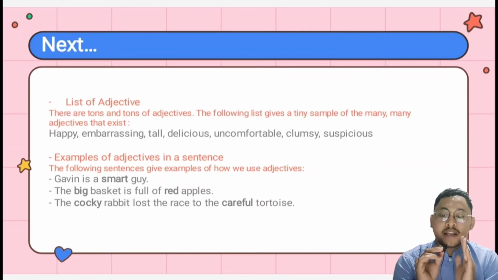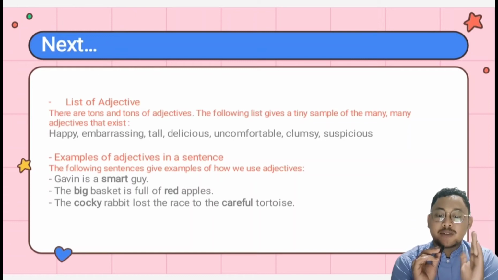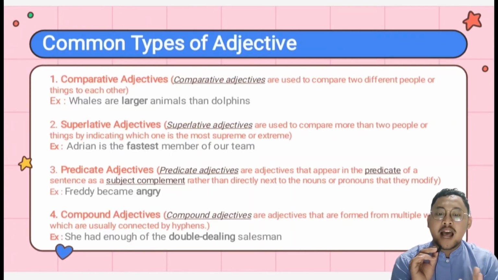The first one is Gavin is a smart guy. The second one, the big basket is full of red apples. The third one is the cocky rabbit lost the race to the careful tortoise. Next, common types of adjectives.